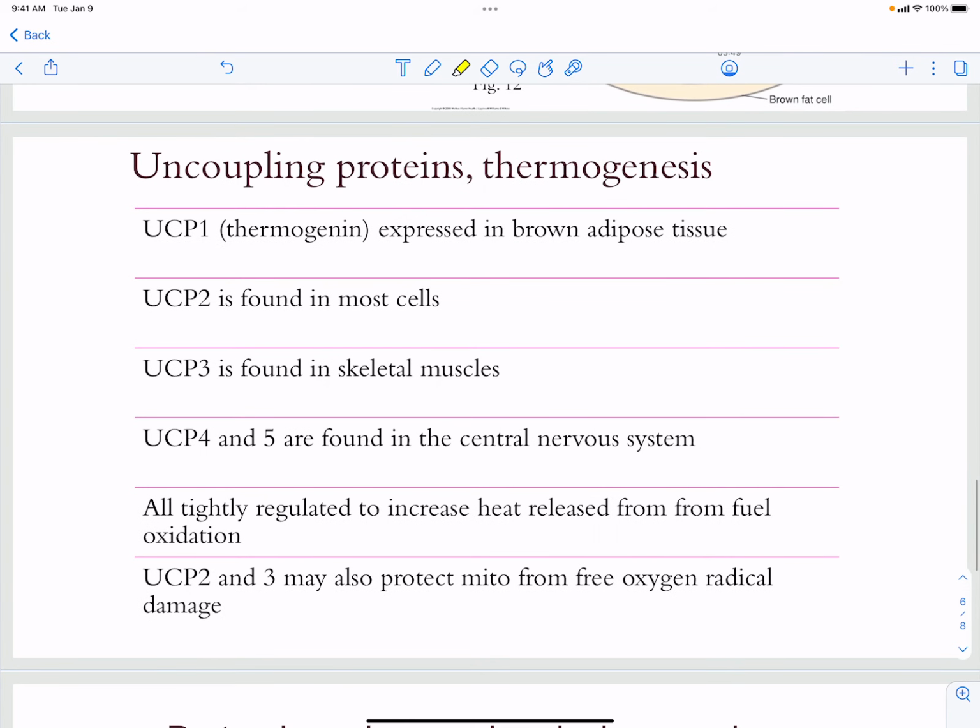So there are some natural uncouplers. We have uncoupling protein 1, thermogenin, which is going to be mostly in brown adipose tissue. We have uncoupling protein 2, which is going to be found in most cells. Protein 3 is in skeletal muscles. We have 4 and 5 in the central nervous system. And all are going to be associated with heat release from fuel oxidation. Protein 2 and 3 also have some protection from oxygen damage, free radical oxygen damage.